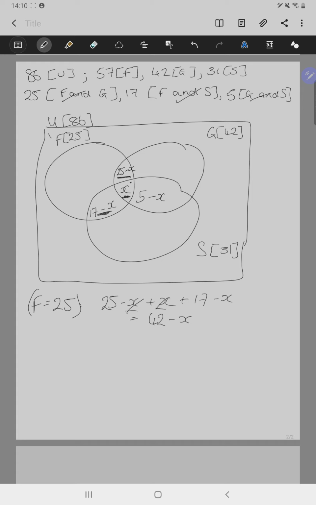Oh, that's not meant to be 25 up there. Sorry, that's meant to be 57. I was thinking that was too small. So now we have to subtract 57. So we have to subtract that from 57.